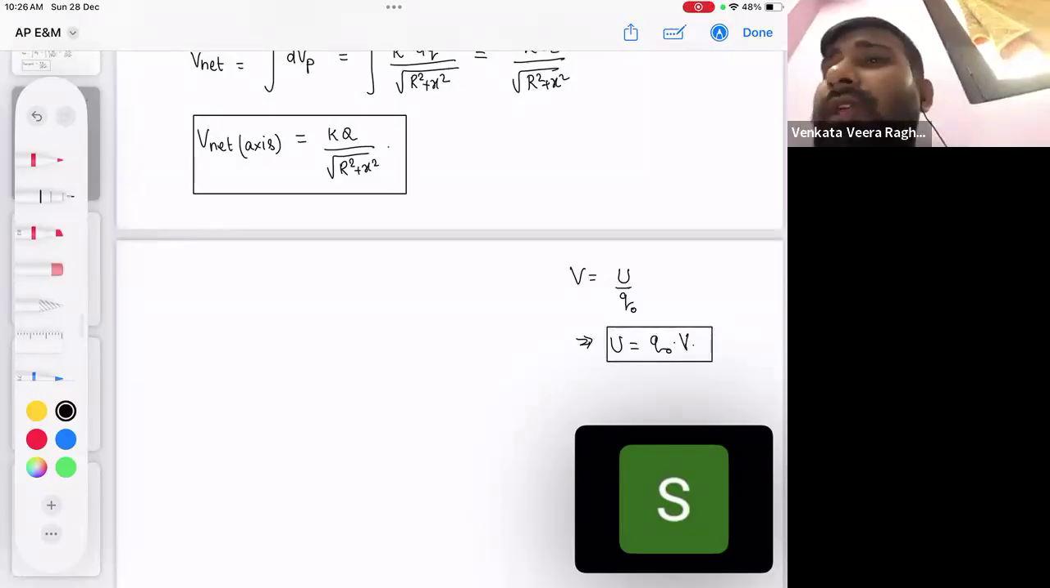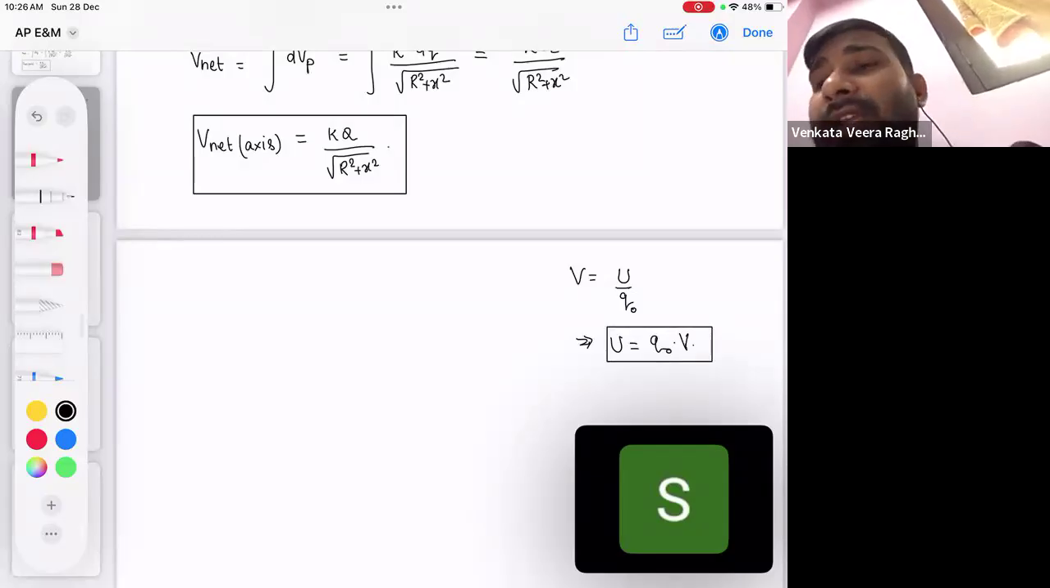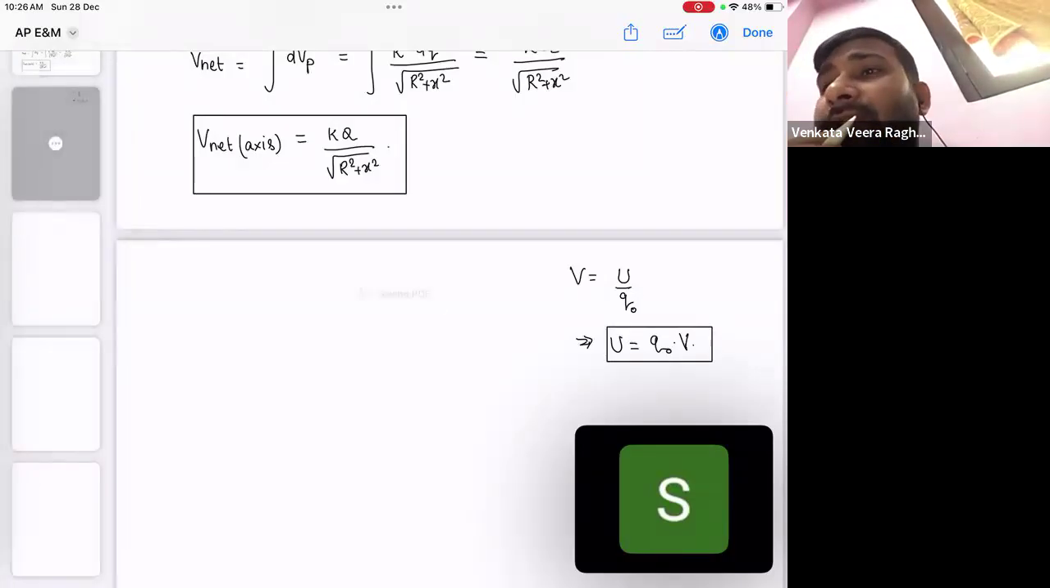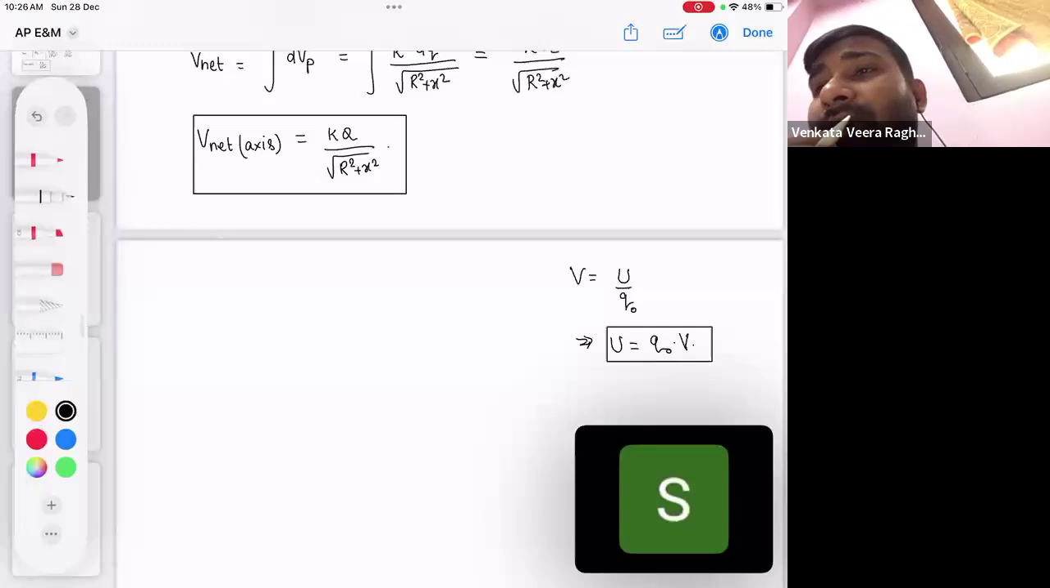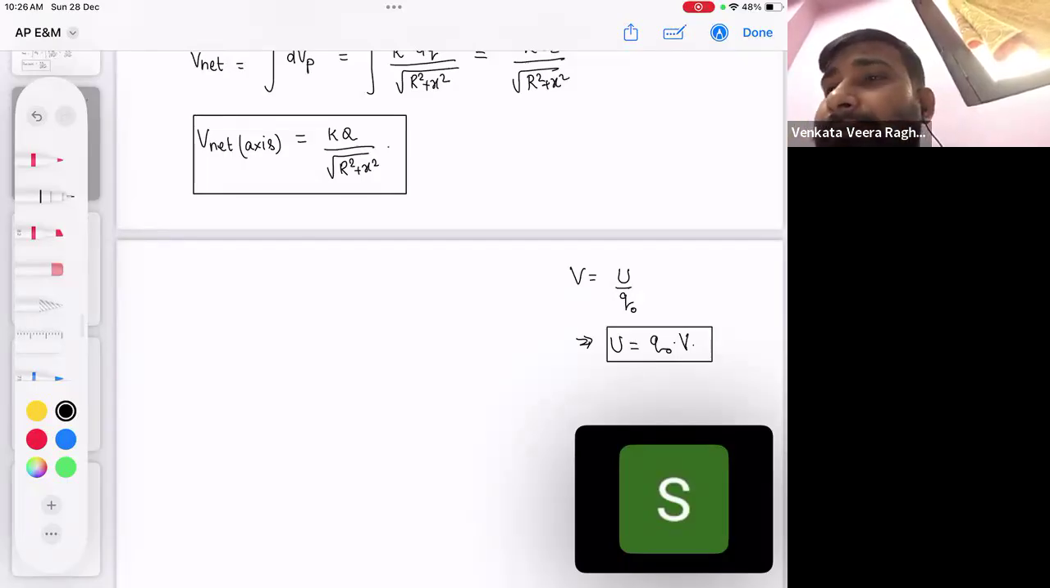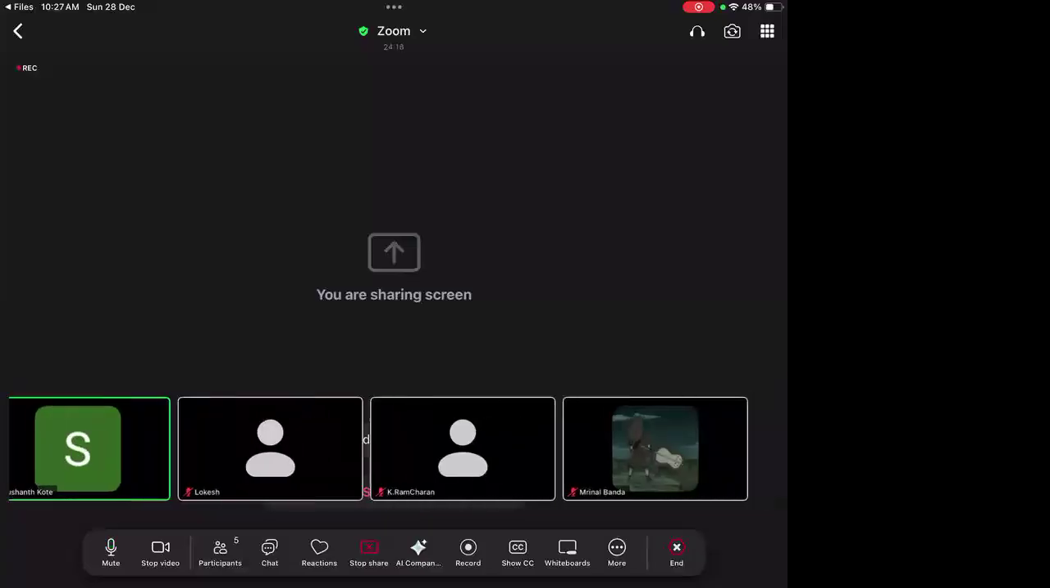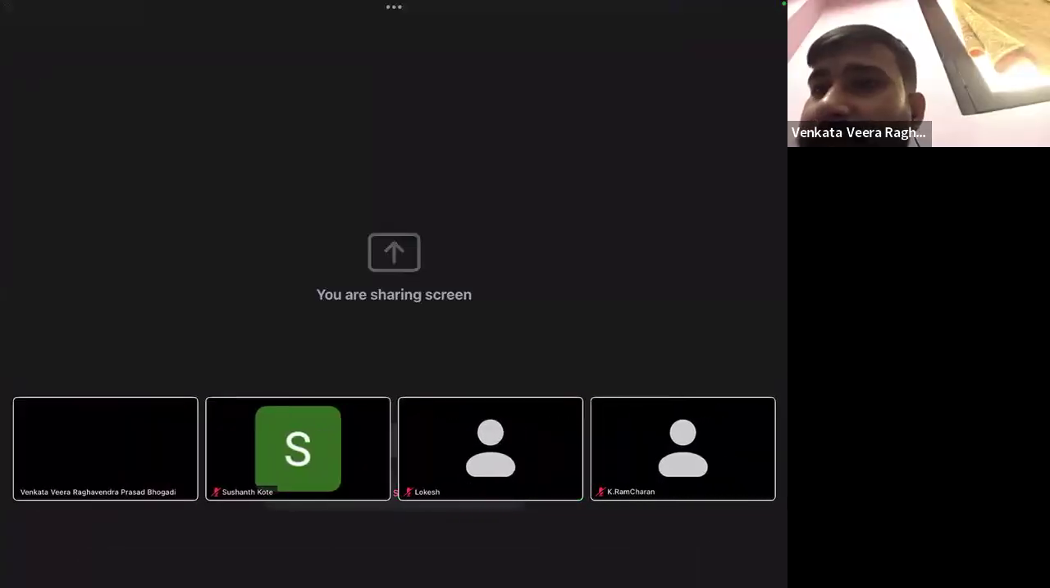Understood? So if we know the potential at a particular point in this space, then if I multiply by the charge present there, that gives the potential energy of that charge particle present at that point. Is that clear? Please tell me, clear up to this? What we have discussed? Yes, sir.